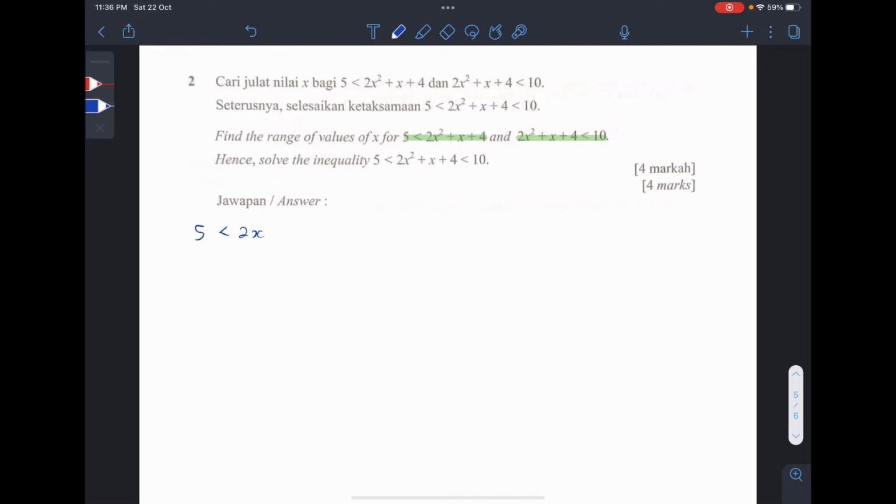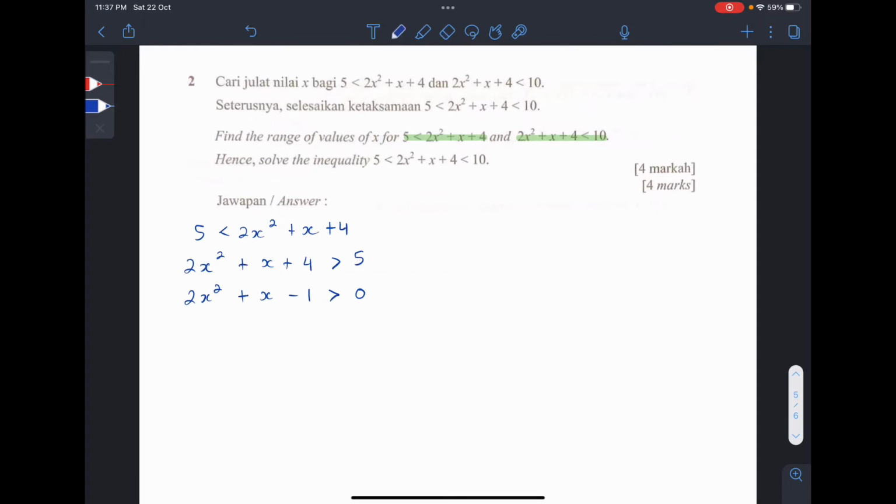So 5 less than 2x squared plus x plus 4. I'm going to swap it around. And when you swap it around, make sure you change your symbol as well. It will become more than 5. Move 5 to the other side, it will become negative 5, which means you will get a negative 1 over here, more than 0. At this point, you should take out your calculator. Get your values of A, which is 2, B is 1, C is negative 1. Put it in your calculator, try to solve for the values of x.